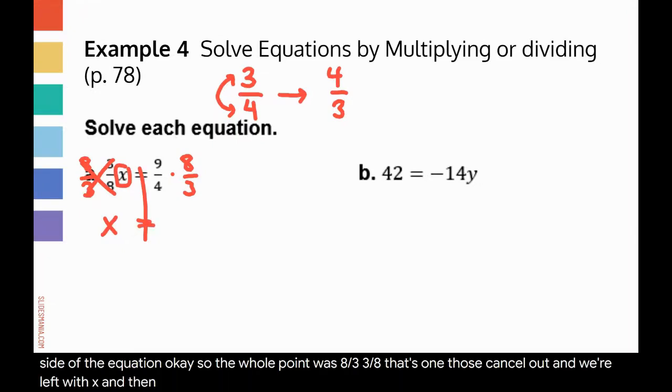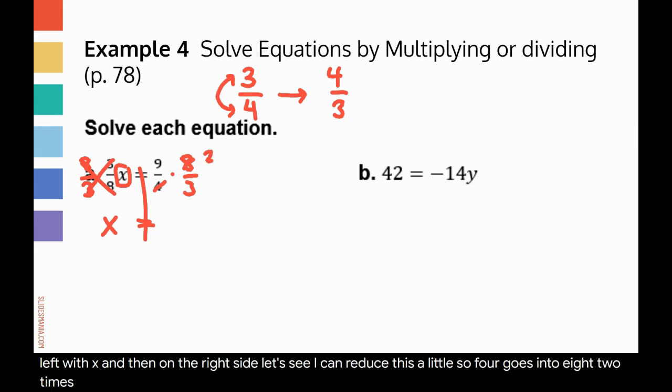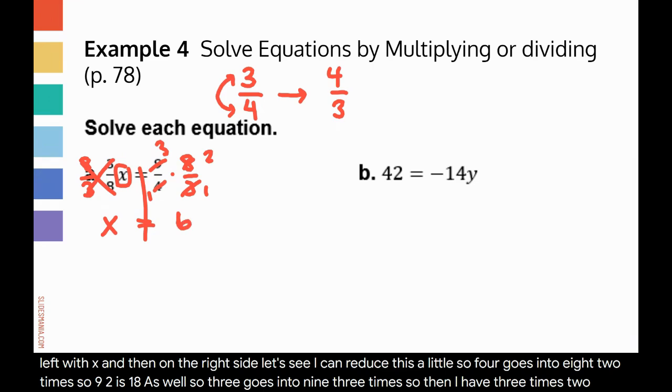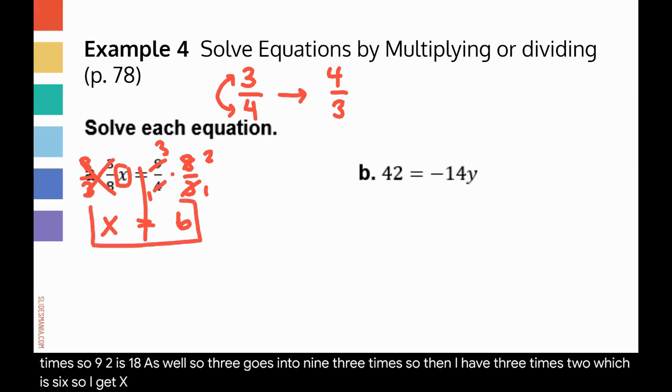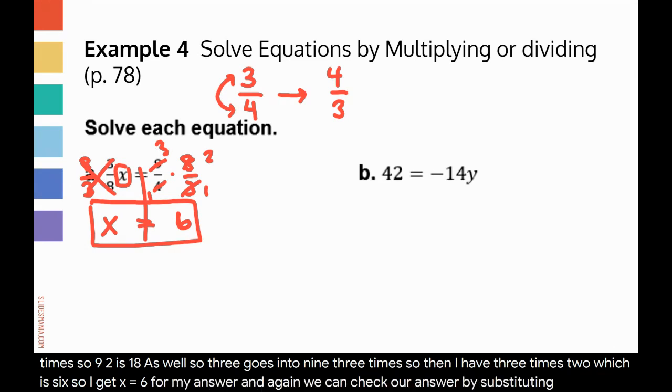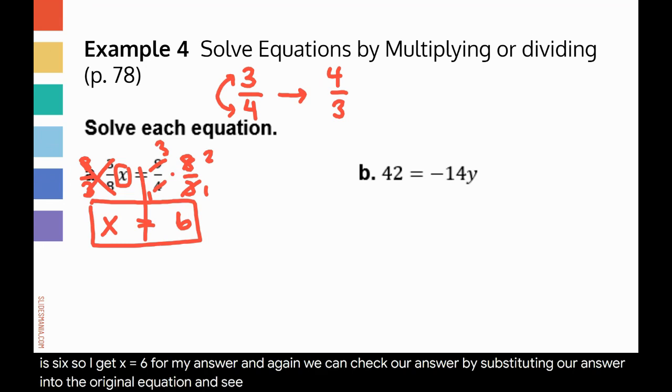And then on the right side, let's see, I can reduce this a little. So 4 goes into 8 2 times. So 9 times 2 is 18. Oh, wait. 3 goes into 9 as well. So 3 goes into 9 3 times. So then I have 3 times 2, which is 6. So I get x equals 6 for my answer. And again, we can check our answer by substituting our answer into the original equation and seeing if the two sides are equal.